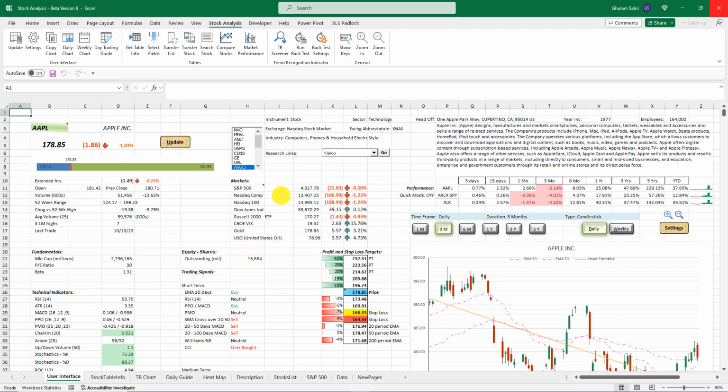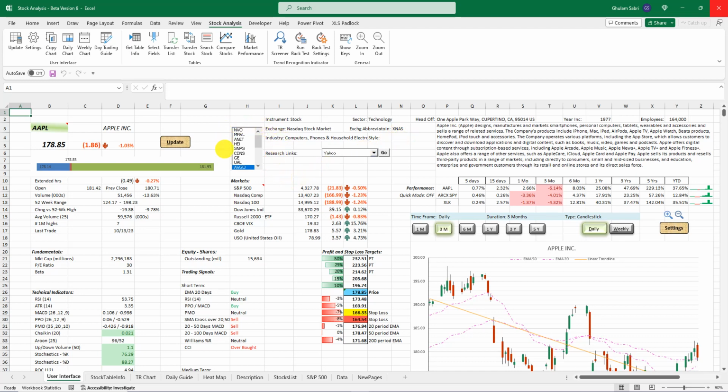On top and the right of this screen, you have further detailed information about Apple, its head office, how many employees work there, what kind of instrument it is, and where it is traded. It is traded in the Nasdaq stock market, and the exchange abbreviation is XNAS.